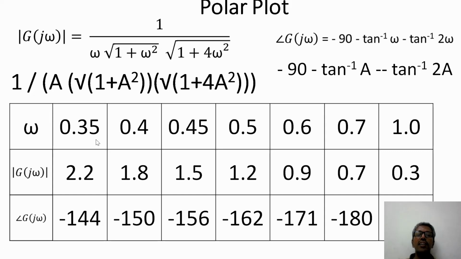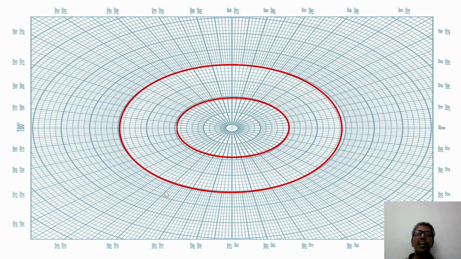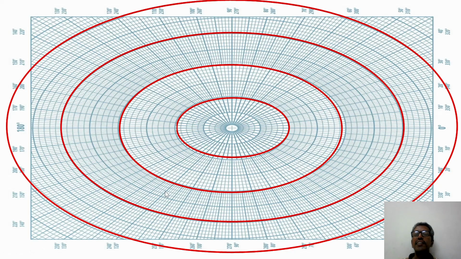Now you get the magnitude and phase for different frequencies. Now you can plot the graph. In a polar plot, the circles represent the magnitude and the angle-inclined lines represent the phase angle. Here we have taken 4 circles. The innermost circle I will take as 0.5, then 1, 1.5, and the final circle will be 2. This will be the magnitude.